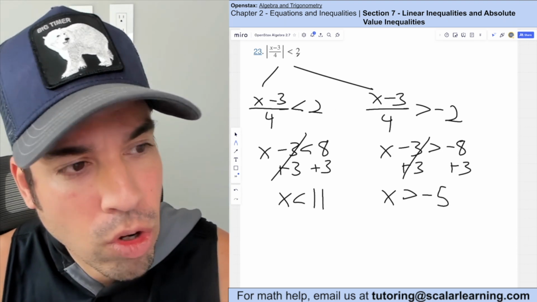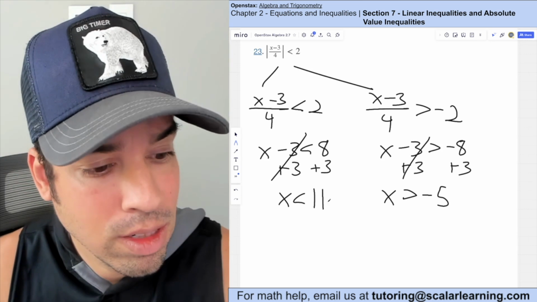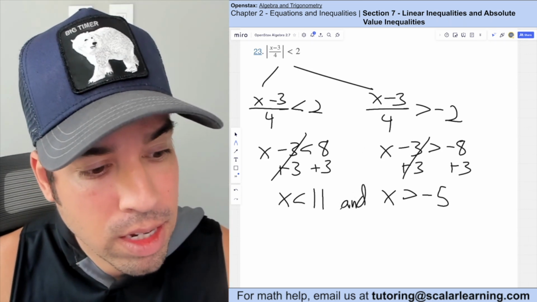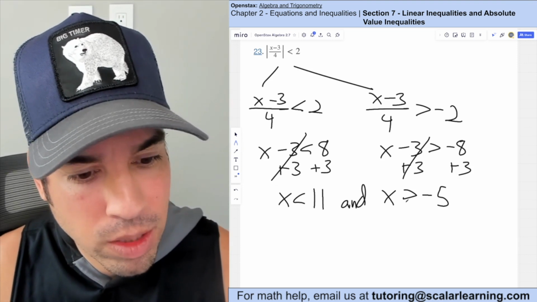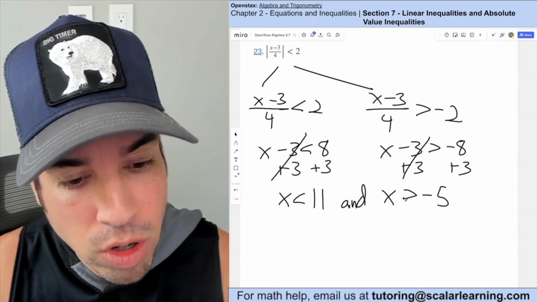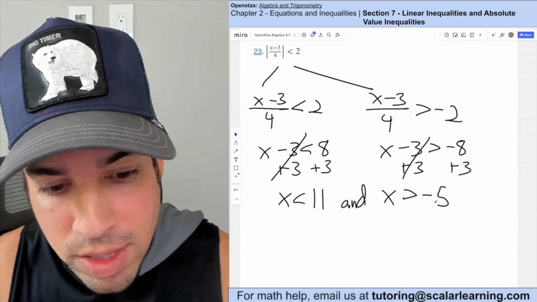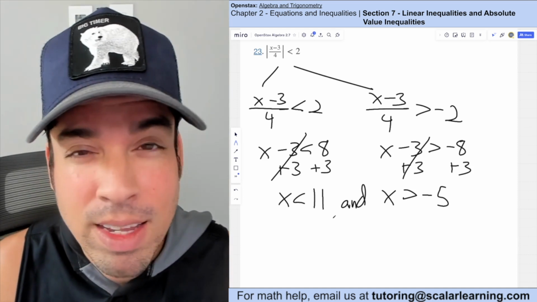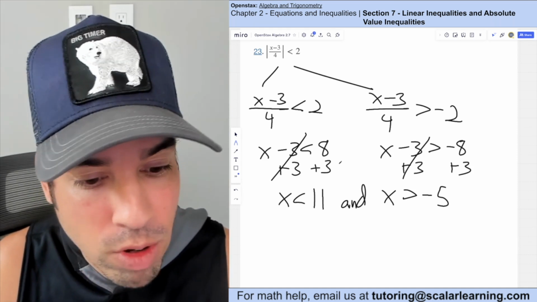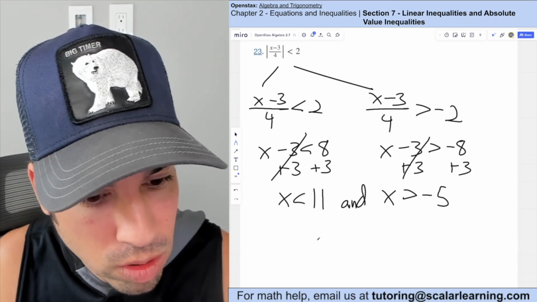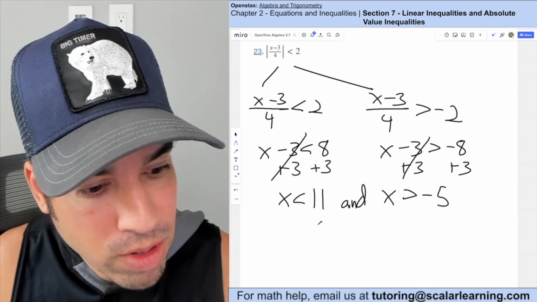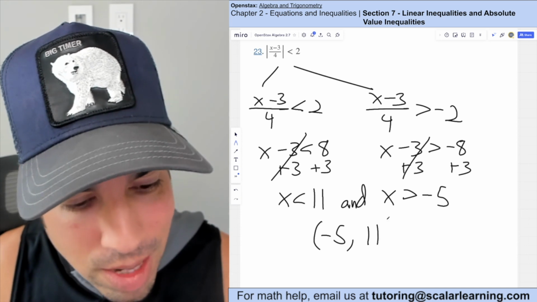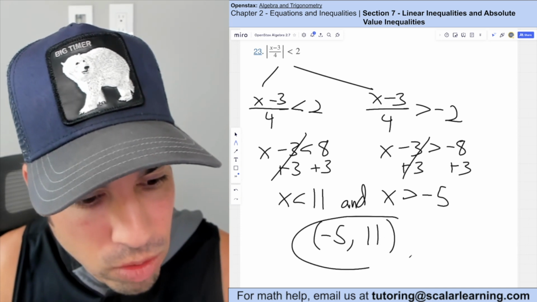So here we started with a less than. So this is an "and" situation, meaning it's the intersection of these two intervals, meaning the only values that will work are values that are both greater than negative 5 and less than 11, like 10, 6, negative 3. Anything outside of that scope is not going to satisfy this inequality. So to represent this, it's everything greater than negative 5 and less than 11, not including 11. So there's your interval done.